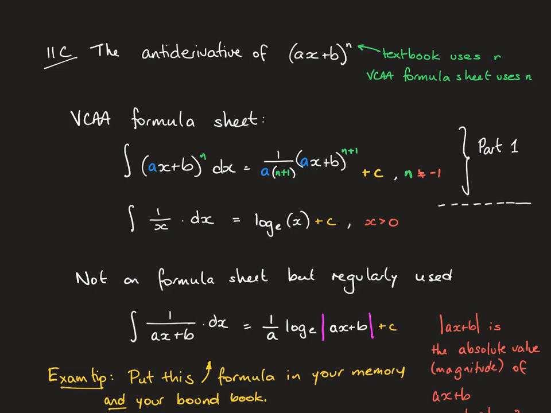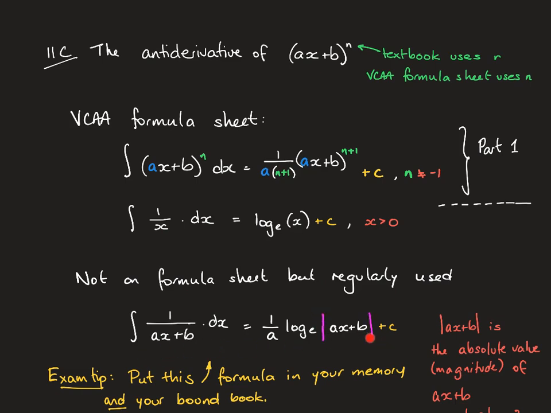So in the second part of this chapter, in the video on the second part, we're going to look at this second formula that is also on the VCAA formula sheet. So this is a special case of this, where you can see the power is -1 here. And also a formula that's not on the formula sheet, but it's regularly used in the exams, which is this one here, and I'll explain all about this.